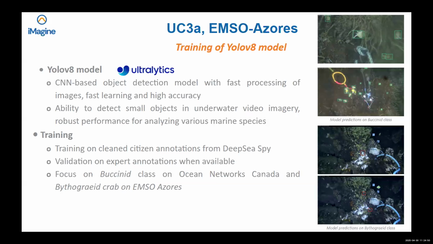We trained this model on two particular species presented previously by Catherine, so buccinid snail and beetle-grade crab. We used citizen annotations to train the model, but we used expert annotations to validate the model when expert annotations were available, in order to get better performance.